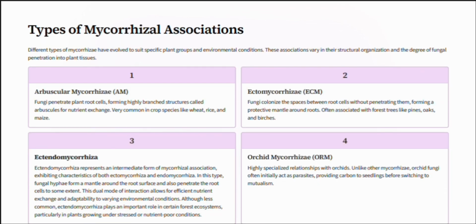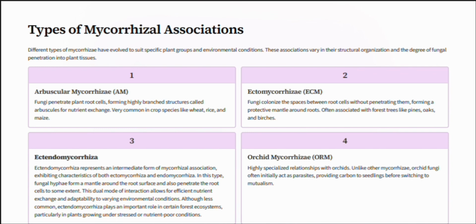Okay, so now we'll see the types of mycorrhizal association. The first type is endomycorrhiza, also known as arbuscular mycorrhiza. In this type of system, the fungus penetrates the plant root cells, forming highly branched structures called arbuscules for nutrient exchange, and it is very common in crop species like wheat, rice, and maize.